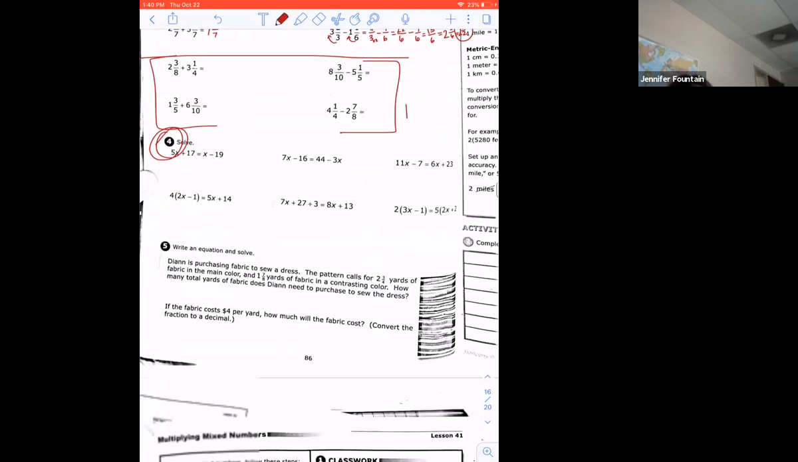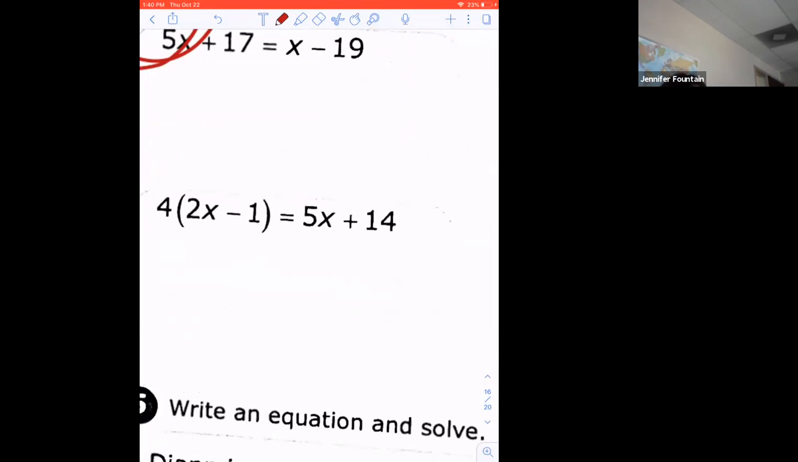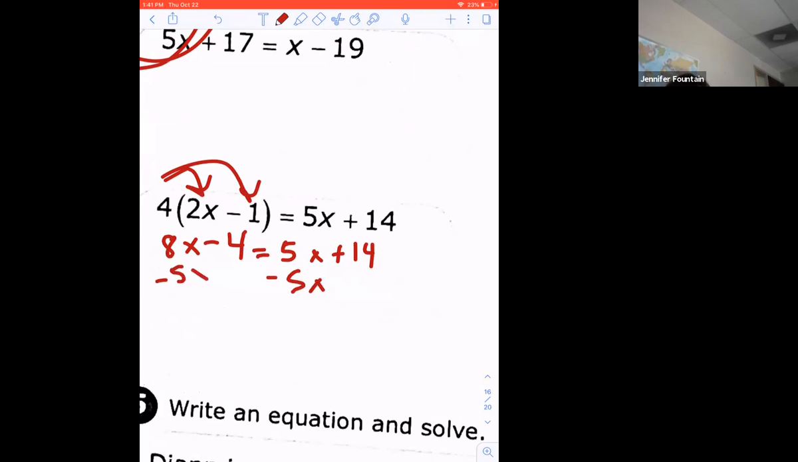Remember that the first thing I'm going to do is, if I need to combine like terms, if I need to distribute, remember that's what I'm looking at here when I have this 4 outside of parentheses. I'm going to have to distribute and multiply first. So in that situation, I would have 4 times 2x is going to give me 8x, and 4 times -1 is -4 equals 5x plus 14. Okay, remember I want to move all my x values to the left, all my numbers to the right. So if I take away 5x from each side, I have 3x minus 4 equals 14. My goal is to isolate x, to get x by itself.